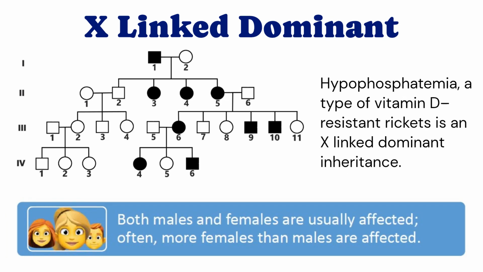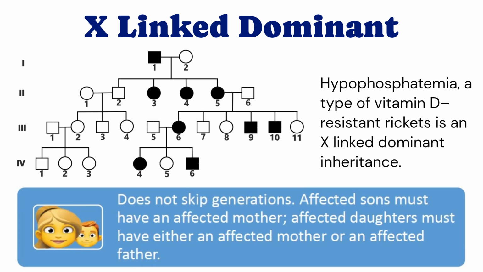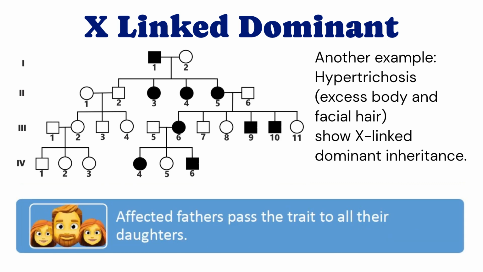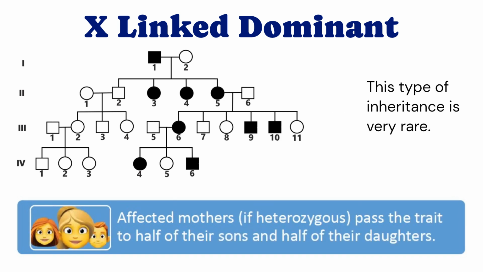In an X-linked dominant trait, both males and females are usually affected. Often more females than males are affected. It doesn't skip generations. An affected son must have an affected mother. Affected daughters must have either an affected mother or an affected father. Affected fathers pass the trait to all their daughters. An affected mother, if heterozygous, passes the trait to half of their sons and half of their daughters.